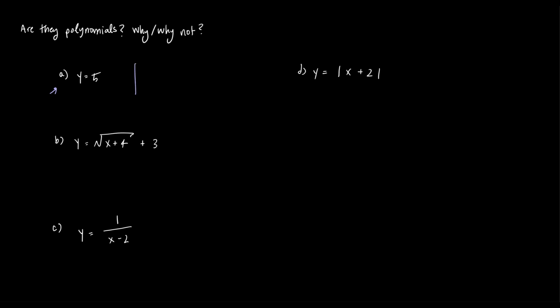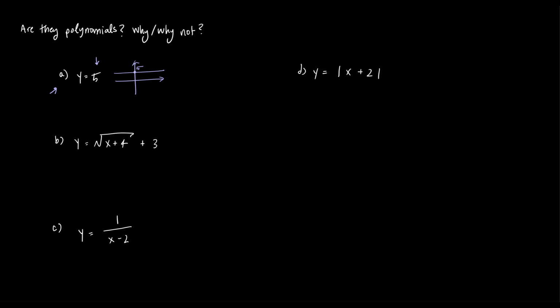Well, we know that y equals 5 is going to just be a constant. So it's just going to be a flat line that intersects with y equals 5 on a graph. So this function is actually a polynomial function, and that's because it satisfies all of the necessary criteria for it to be a polynomial function.